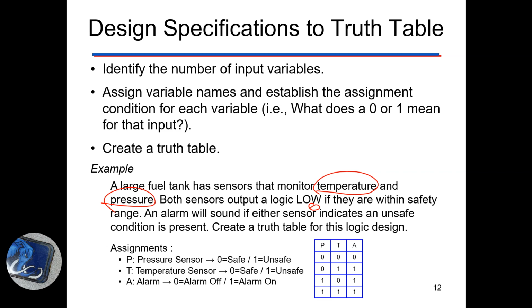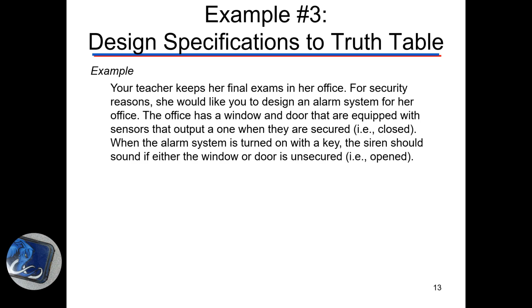And that's all this truth table is showing down here: you've got your pressure sensor, your temperature sensor, and your alarm. If either one of these two goes to a 1, the alarm's going to go off. It's that simple. Everybody good with that? All this is doing is showing you how to do a word problem.